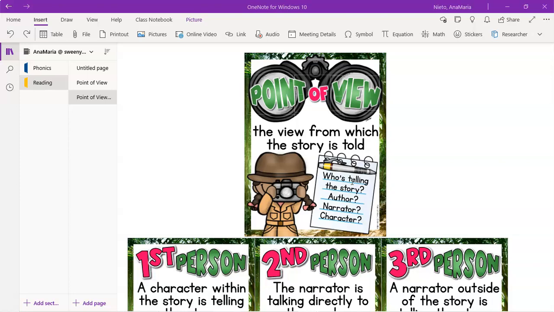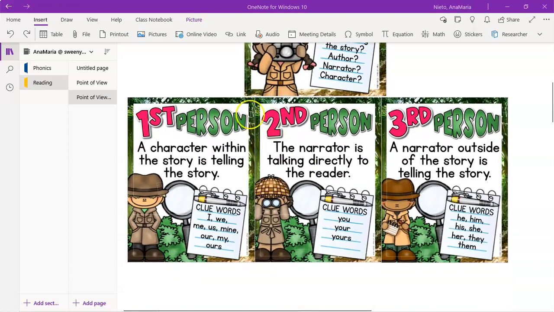Okay. And so we talked about how there is first person, and that is a character within the story is telling the story. So clue words that you'll find are like I, we, me, us, mine, our, my, ours. So anytime you're reading a story and it uses a lot of those clue words, that's first person. That means a character within the story is the one who's telling the story.